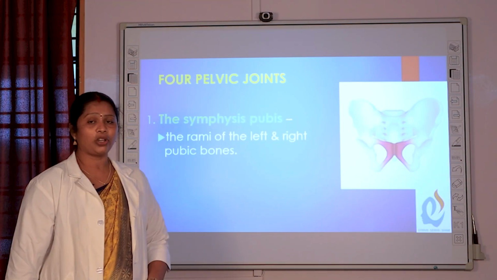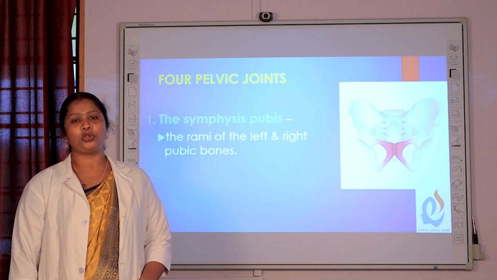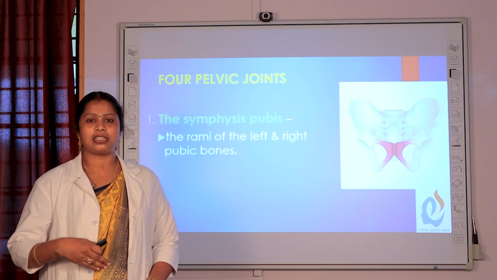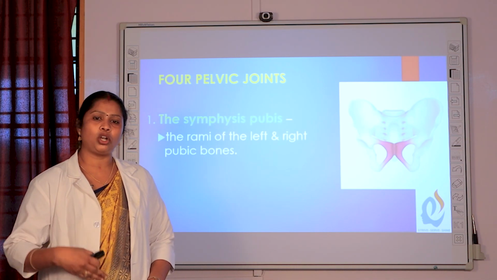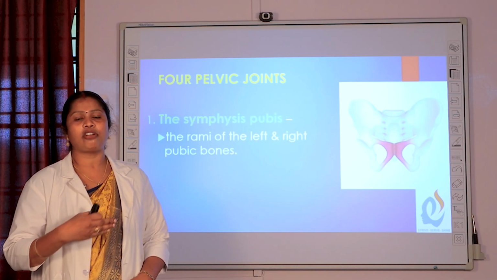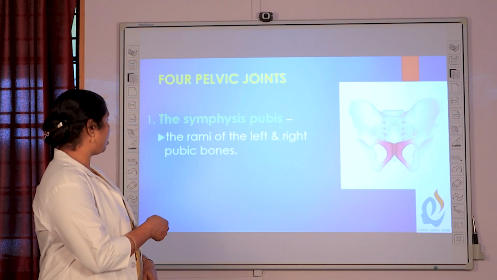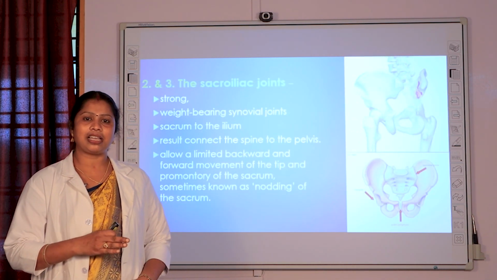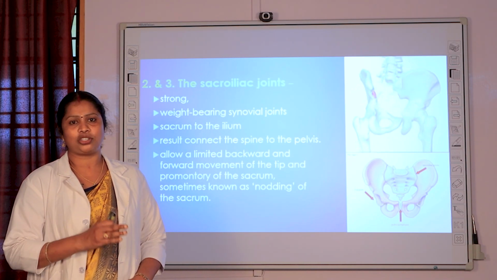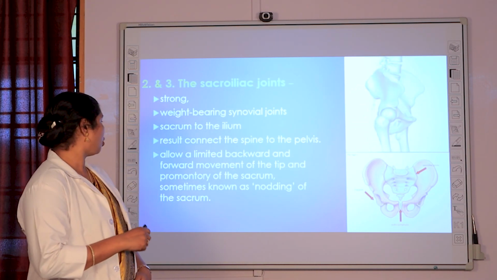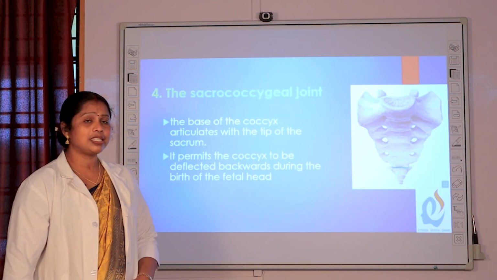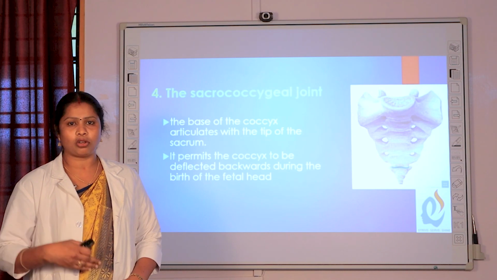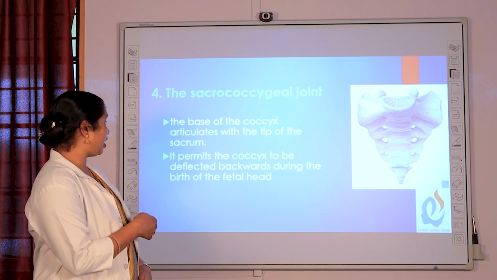Next one is the joints. Totally in the pelvis, 4 joints are present. First one is the symphysis pubis. The anterior parts of the upper and lower rami of the pubic bones form the symphysis pubis joint. The second and third are the sacroiliac joints. The sacrum and the innominate bones join together to form the sacroiliac joints. And the fourth one is the sacrococcygeal joint. The sacrum articulates with the coccyx. It's called the sacrococcygeal joint.